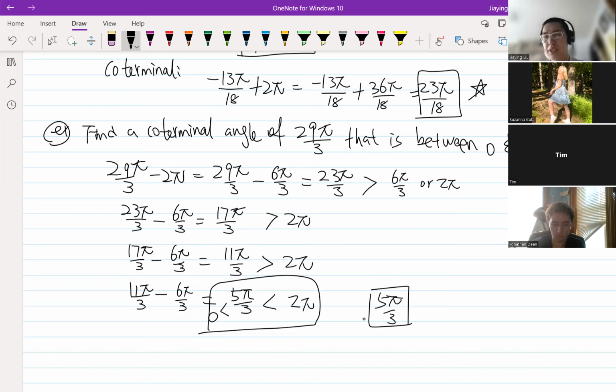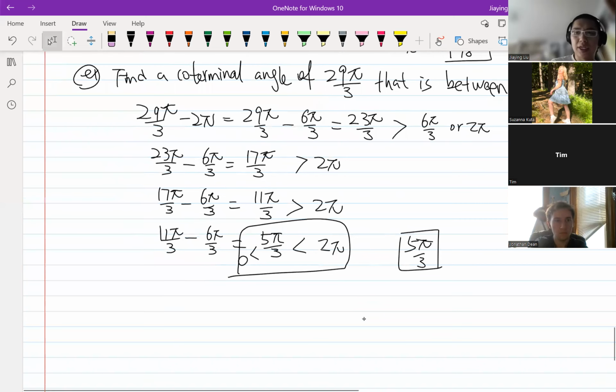Okay. Any questions on this? All right. Let me go through two small concepts, and I think we can take a break after that.